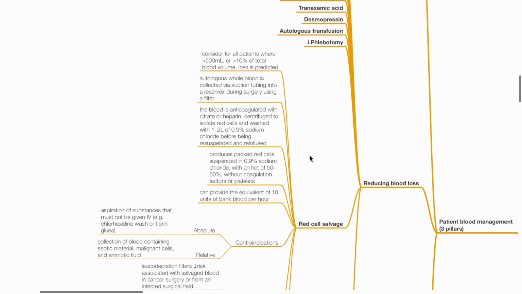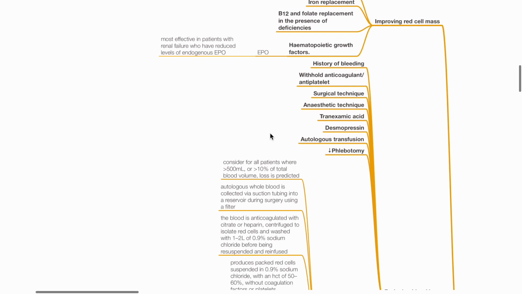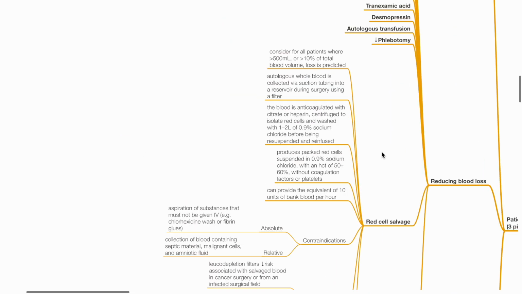Strategies to reduce blood loss: identify history of bleeding and treat the treatable, withhold anticoagulant and antiplatelet, proper surgical and anesthetic technique which has been discussed earlier, consideration of tranexamic acid, desmopressin, autologous transfusion and reduced blood taking, and red cell salvage. Consider red cell salvage for all patients where there is more than 500 mL or more than 10% of total blood volume loss being predicted.